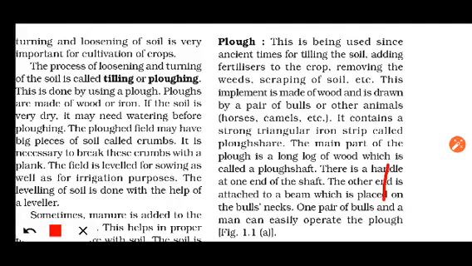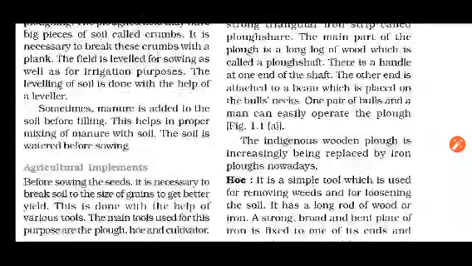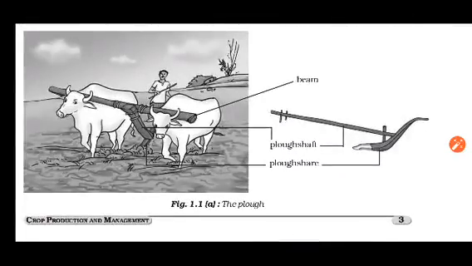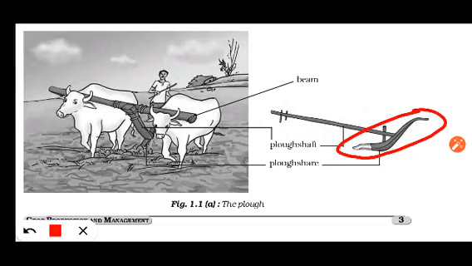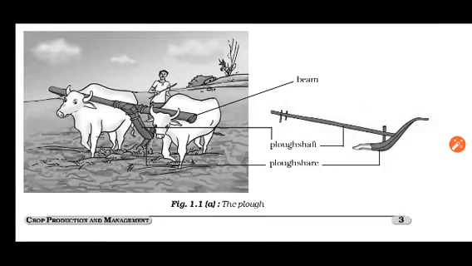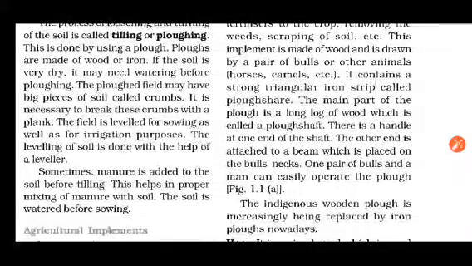Now we come to the structure. It contains a strong triangular iron strip. इसमें क्या होती है? एक strong triangular iron strip होती है. You can see here, this is a strong triangular iron strip, and this is called plowshare. The main part of the plow is a long log of wood, which is called the plow shaft. Log means लकड़ी का लट्ठा, लकड़ी का पार्ट, और इसको हम plow shaft कहते हैं.